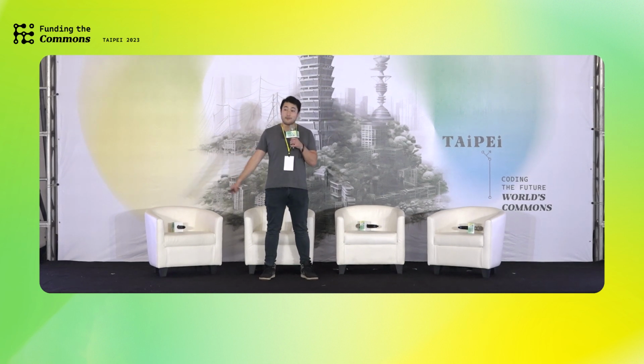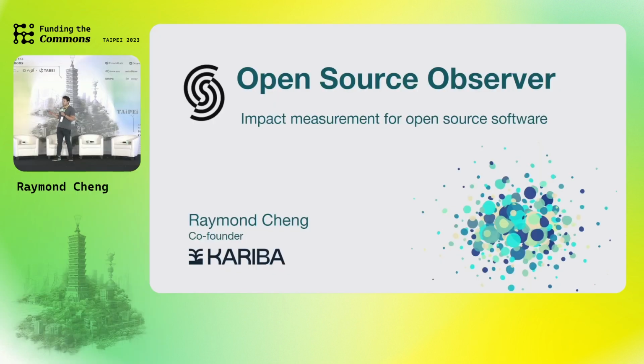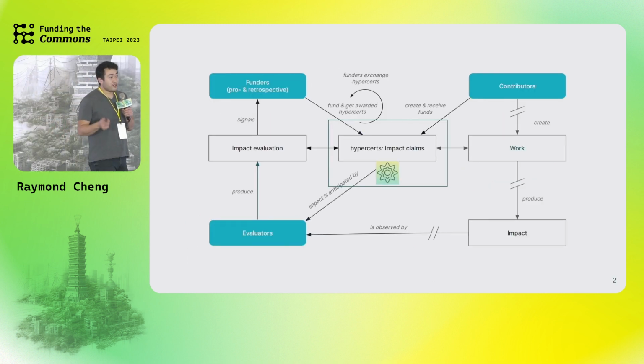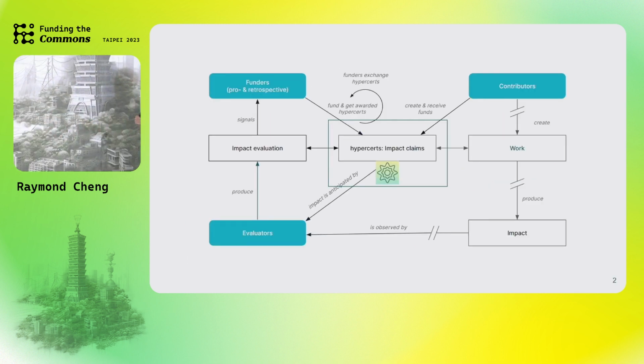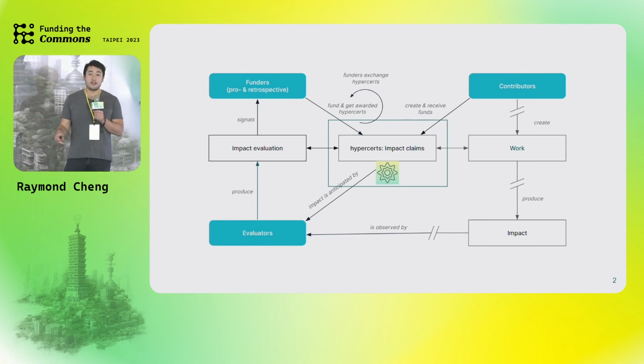My name is Raymond Cheng, and I'm the co-founder at Kariba Labs, where we are building a tool called Open Source Observer. Open Source Observer aims to measure the impact of open source software, where we believe that's going to be the key to unlocking value in impact markets for open source software. As part of the founding team for HyperCerts, you might have seen this diagram before in previous talks.